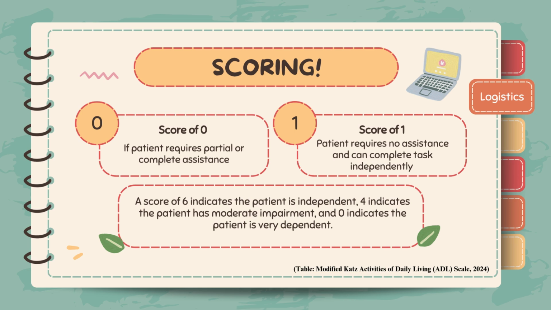So, scoring. The Katz is really easy to score. When completing a task, if the patient can perform the task independently and requires no assistance, they receive a score of 1. If the patient cannot complete the task independently or they need partial assistance with the task, they receive a score of 0. When finalizing the scoring, a score of 6 indicates that the patient is independent, a score of 4 indicates the patient has moderate impairment, and a score of 0 indicates the patient is very dependent.